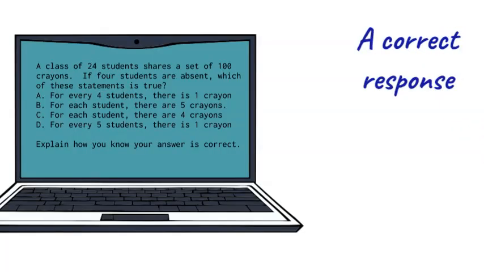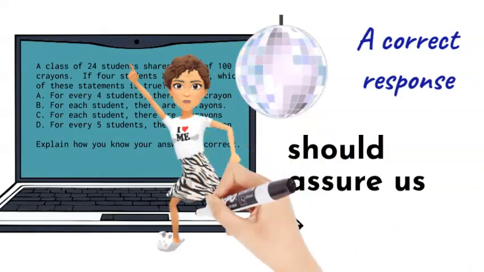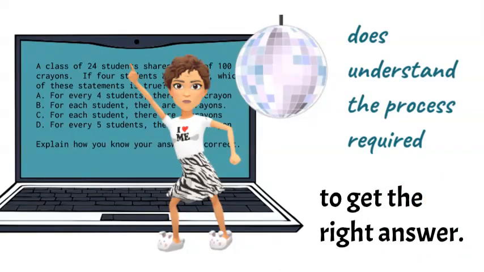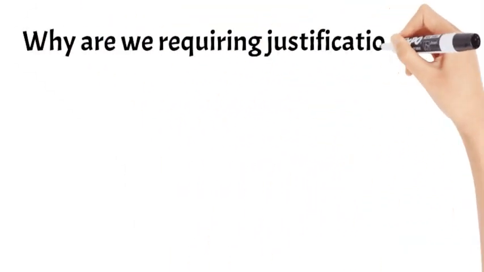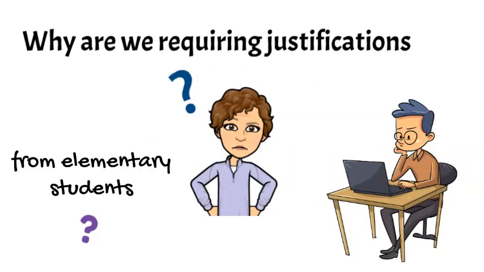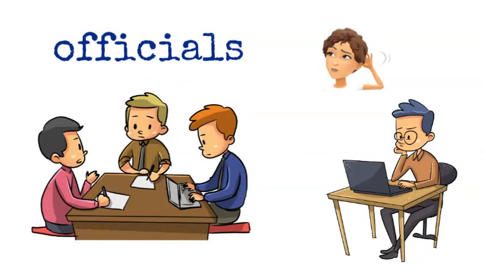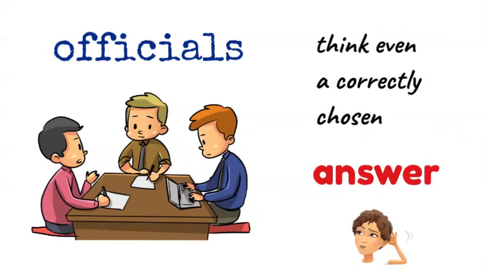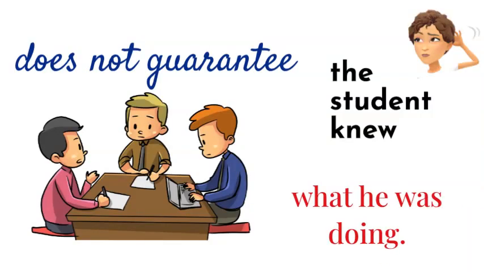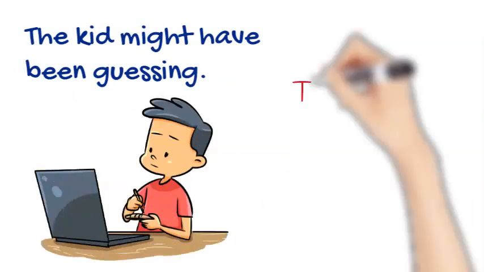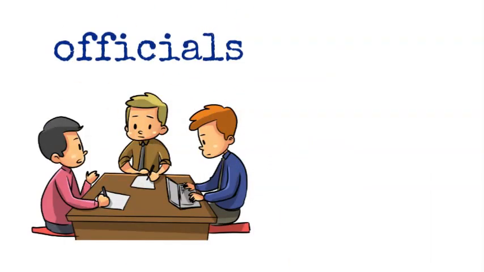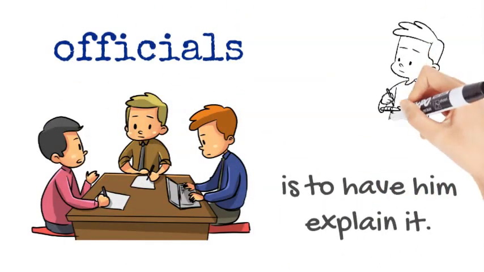A correct response should assure us that he does understand the process required to get the right answer. So why are we requiring justifications from elementary students? It's because officials think even a correctly chosen answer does not guarantee the student knew what he was doing. The kid might have been guessing. The only way to be sure he wasn't, in the mind of our officials, is to have him explain it.